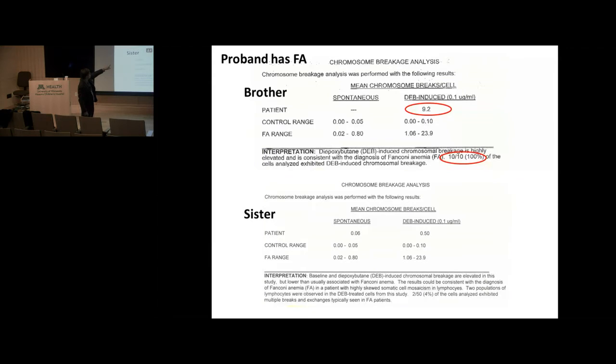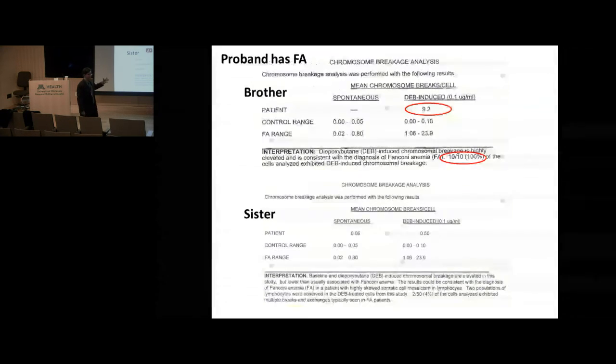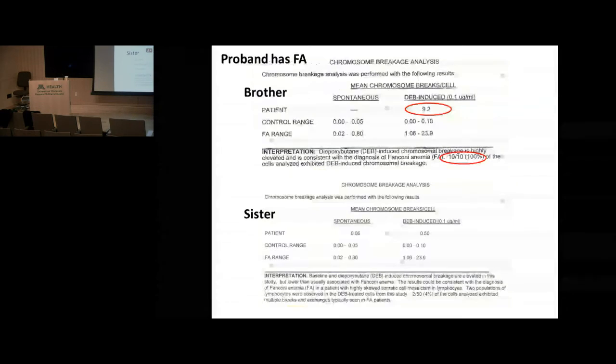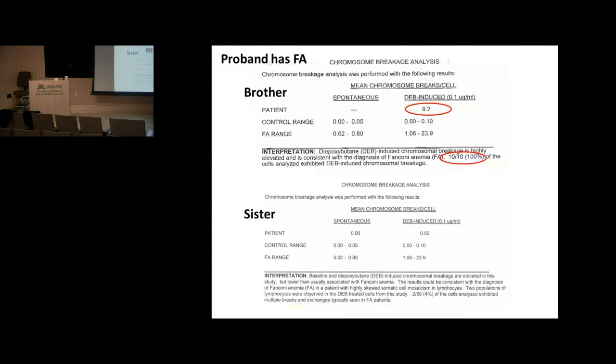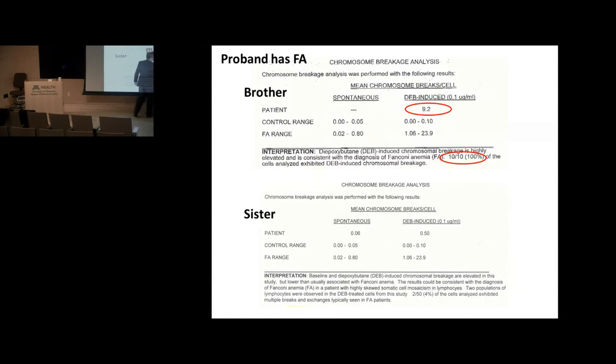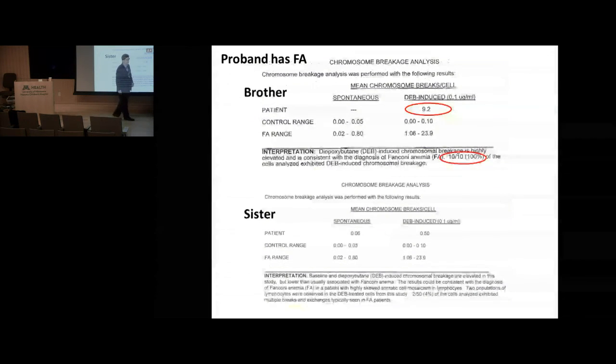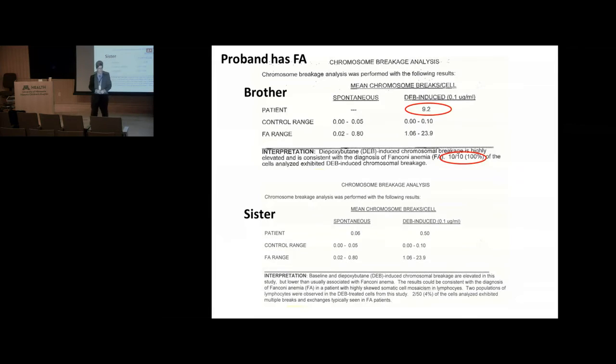And you can see here the DEB-induced breakage is 9.2, so clearly in the FA range, and 10 out of 10 of his cells have the chromosome breaks. But look at his sister. His sister has this level. So it's above the control range, but this is the FA range. Does she have FA? Does she not have FA? She doesn't look like she has FA clinically. But look at this: 2 of the 50 cells, remember this is 10 out of 10, 2 of the 50 cells have the chromosomal breaks that you would expect in FA.